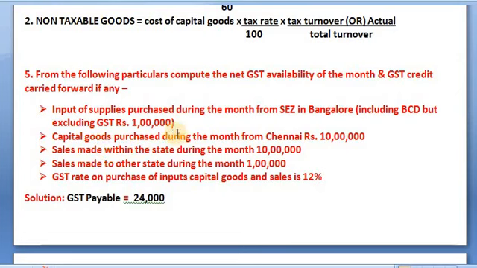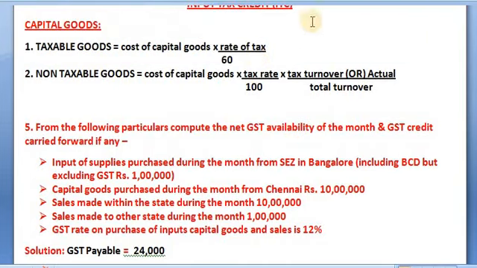And next, capital goods purchase during the month from Chennai, rupees 10 lakhs. Here we have purchased the capital goods during the month from Chennai. Chennai means interstate, so IGST has to be calculated. And here it has not been given whether the capital goods are taxable or non-taxable; they have not mentioned anything. If they have not mentioned, we assume it is taxable in nature. Please be very clear. If they have not mentioned anything, we assume that the capital goods are taxable in nature. So here capital goods are taxable in nature, and the formula has to be applied. Which formula? This formula has to be applied.